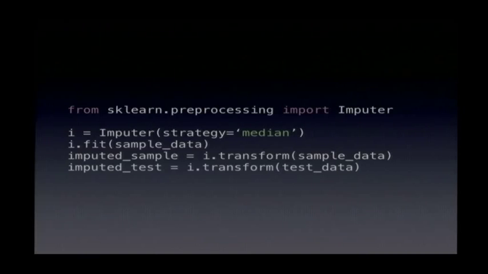Now, you have to do the same thing to the test data, right? If you don't do it to the test data, of course, you'll have problems when you try to predict the result. So you do the same thing using the same imputer for the test data, because remember, the model is built using the median of the training data, not the median of the test data. So I'll just cut to a demo of this.